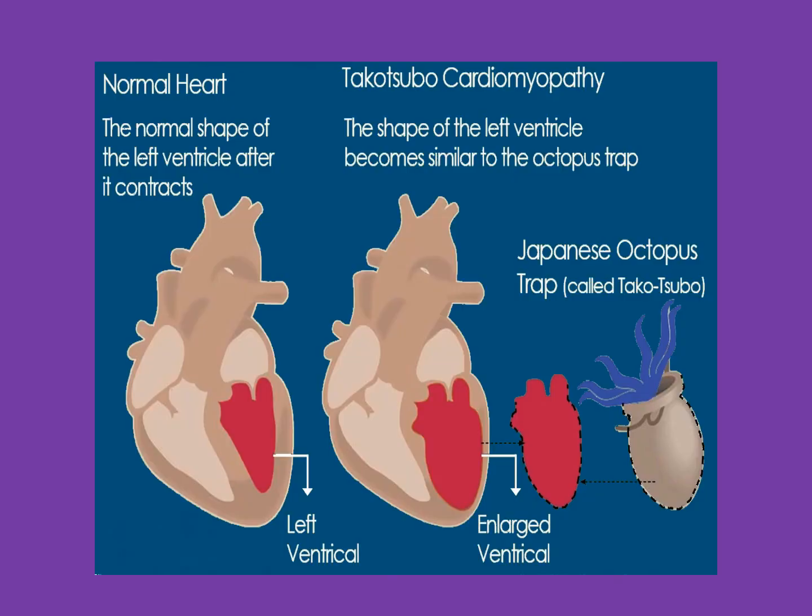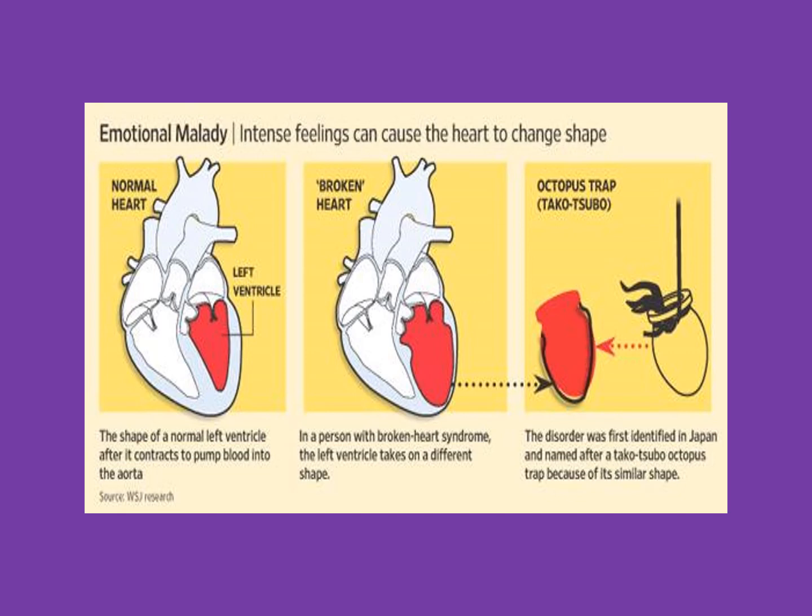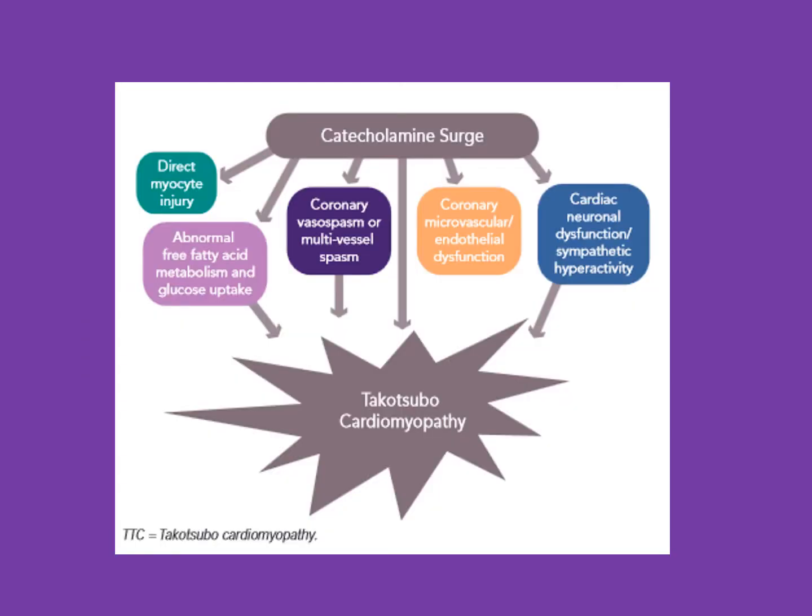So you can see the progression here. Takotsubo is like an octopus trap in Japanese. So again, showing you the progression, the enlargement of the ventricles. Now the cause of this is due to a catecholamine surge from heavy emotions. So catecholamines can cause direct myocyte injury. It can cause coronary vasospasm, coronary endothelial dysfunction, neuronal dysfunction, all of which would lead to Takotsubo cardiomyopathy.